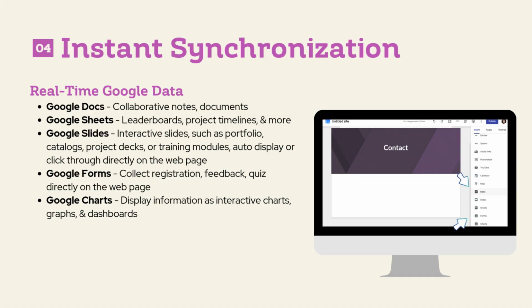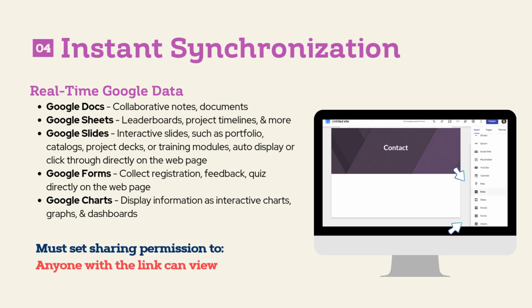Google Charts lets you take data from a spreadsheet and display it as interactive graphs or dashboards that change as your data changes. Again, remember that golden rule. To make sure your audience can actually see any of these embedded elements, you must set your sharing permission on the original file to anyone with the link can view.